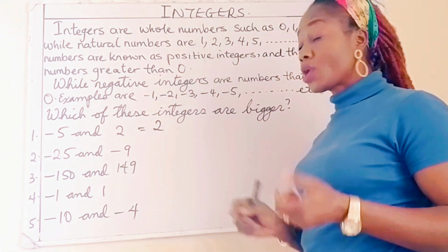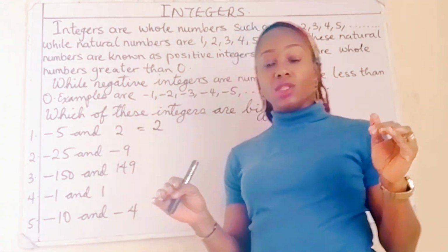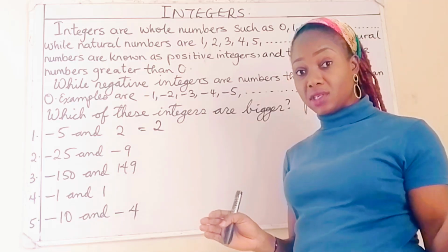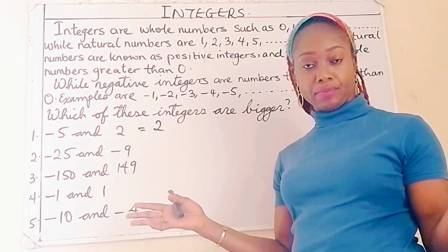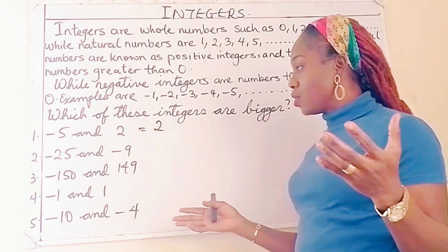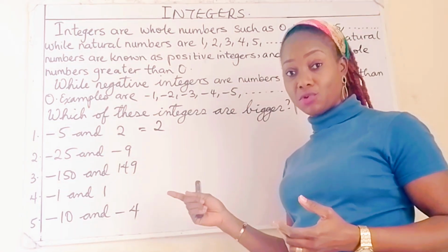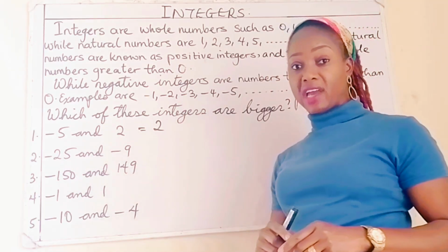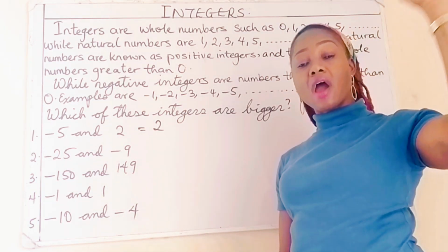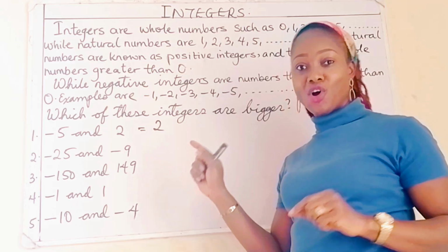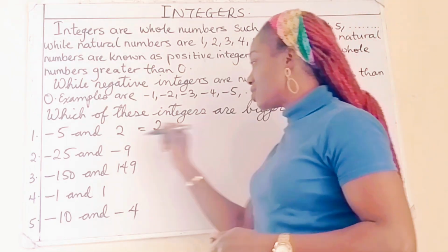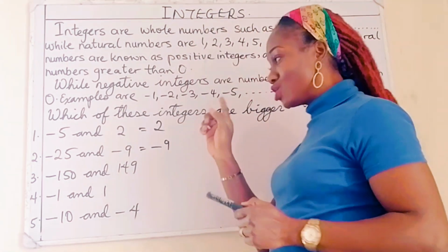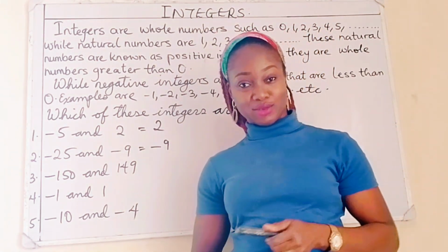Do you know why? Because on the number line, the closer the numbers are to 0 on the left-hand side, which is a negative integer, the bigger the number. Okay? So in other words, -9 here is closer to 0 on the number line, and that makes it greater than -25 because -25 is far away from 0 on the number line. So the bigger integer here is -9 and not -25. So please take notes, okay?